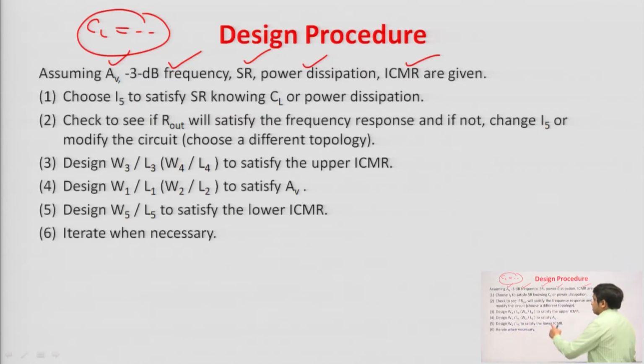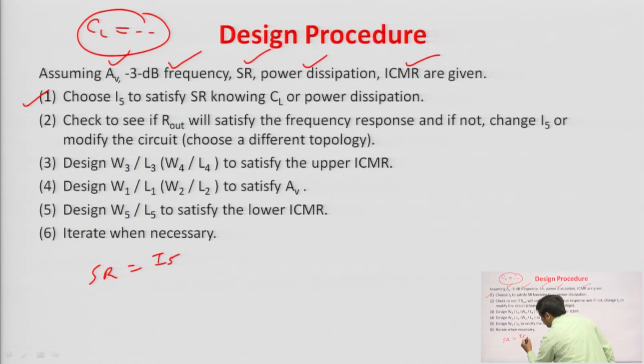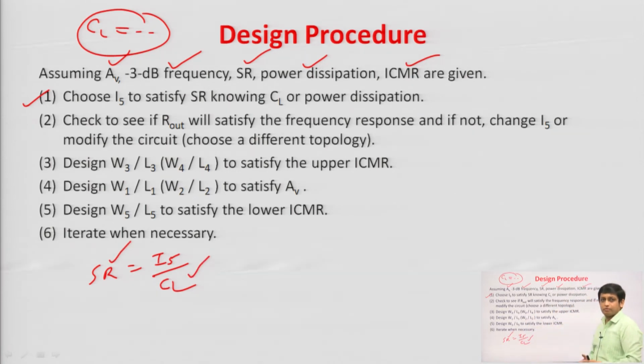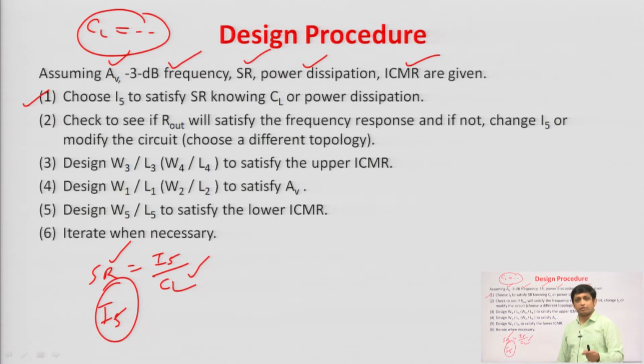Now, we have to firstly choose the value of I5. Since slew rate is equal to I5 upon CL, it means that, for example, let us say we want the slew rate of 1 volt per microsecond, right. So, that slew rate is given. We have decided some value of capacitive load, at which we are going to design this differential amplifier. So, from this equation we can calculate the value of I5, that is the current flowing through the M5 transistor. From there we can also find out the total power consumption.